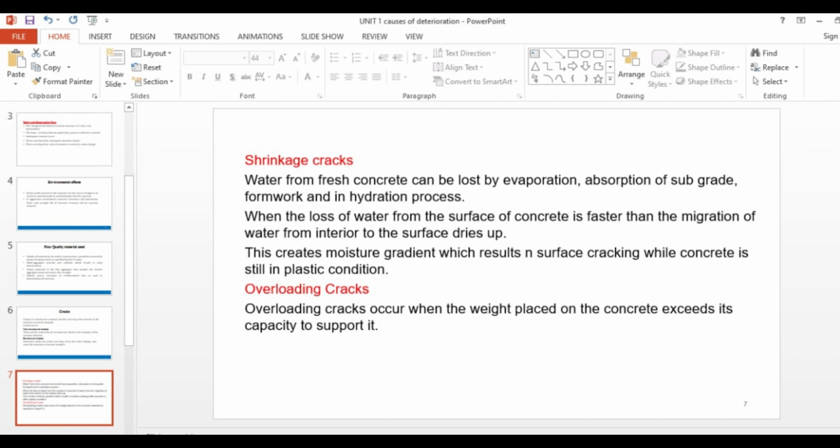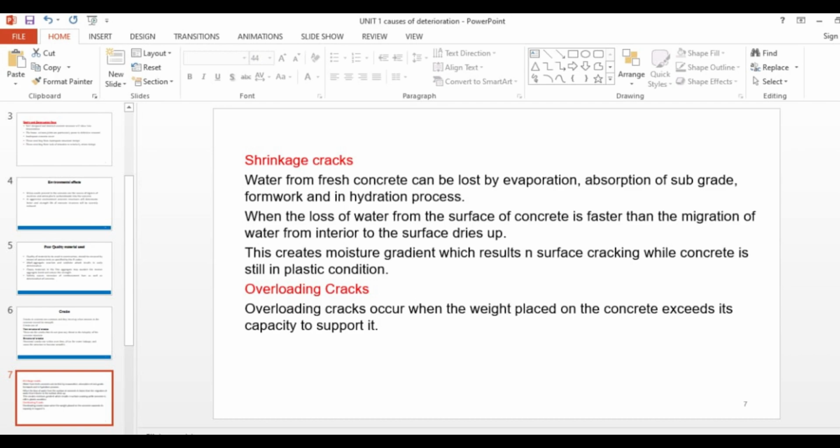So what are the preventions we can do? To minimize the shrinkage cracks, you can use a fog spray to decrease the evaporation rate from the concrete, or else we can use a wind cutter to reduce the wind speed, which can increase the shrinkage cracks.